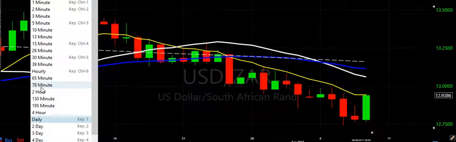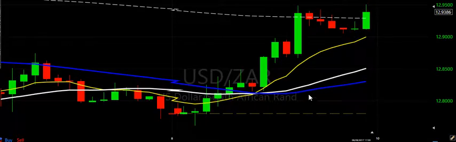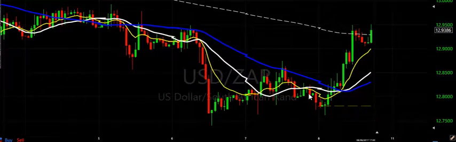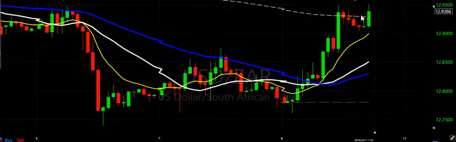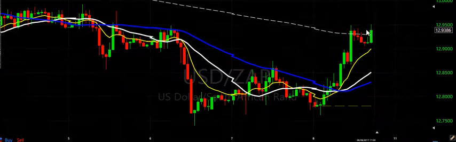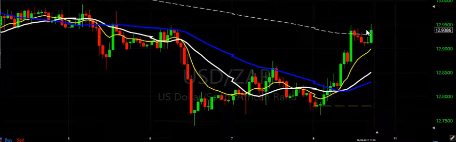Let's look at a 1-hour. On the 1-hour, we've seen the rallies going on here, but again we see that little bit of selling pressure, so we just want to wait and see when is the correct time to enter the market. So that's it for this recap for the week.